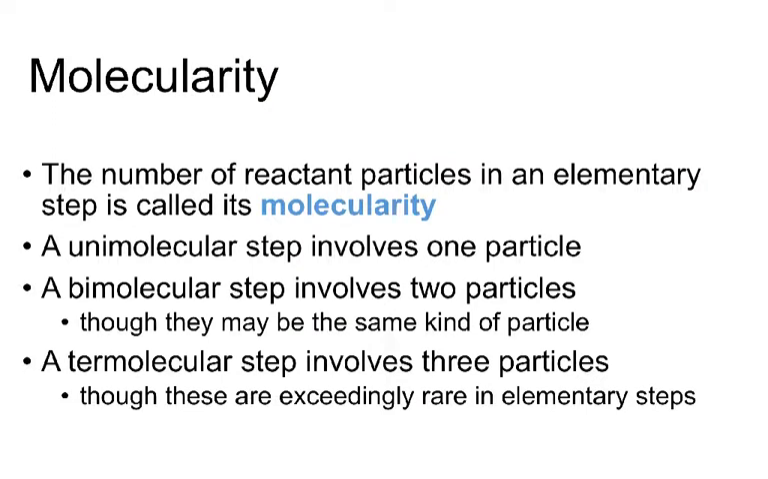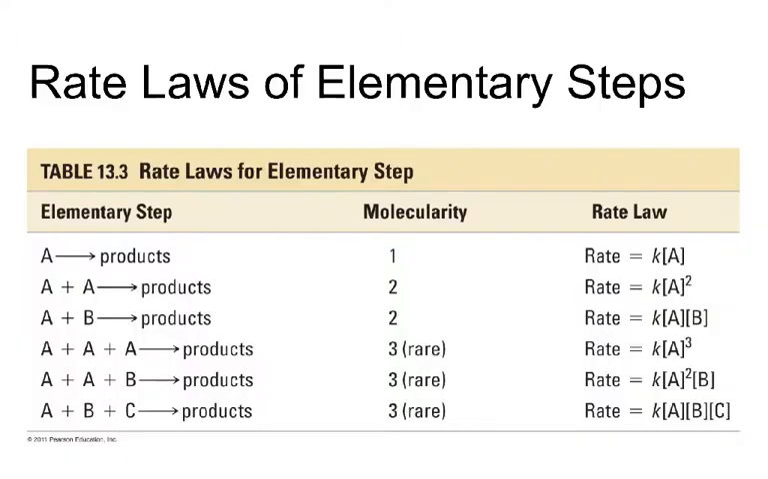More terms for you. The number of reactant particles in an elementary step is called its molecularity. So a unimolecular step involves 1 particle. A bimolecular step involves 2 particles. Notice they might be the same type of particles; there are just 2 of them interacting with each other. And termolecular steps involve 3 particles. They are very rare in elementary steps. Elementary steps are primarily made up of unimolecular and bimolecular steps.